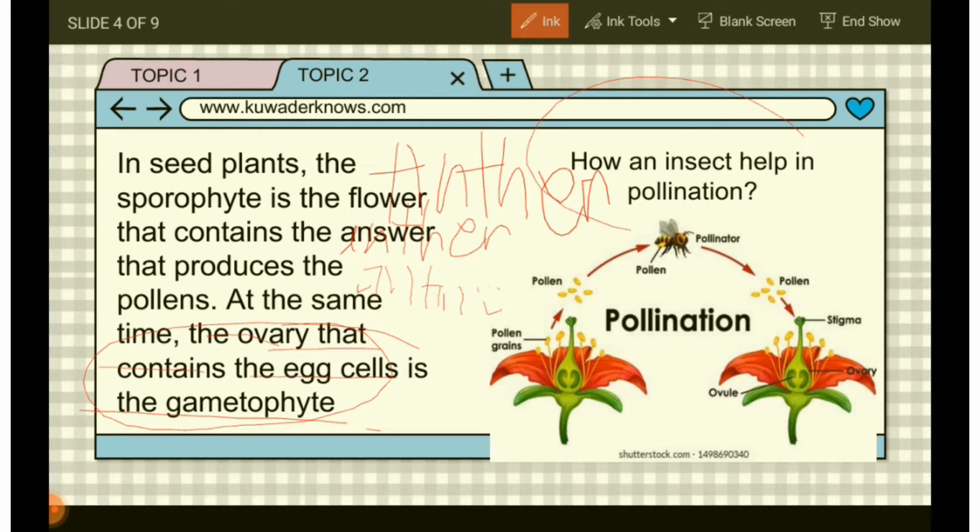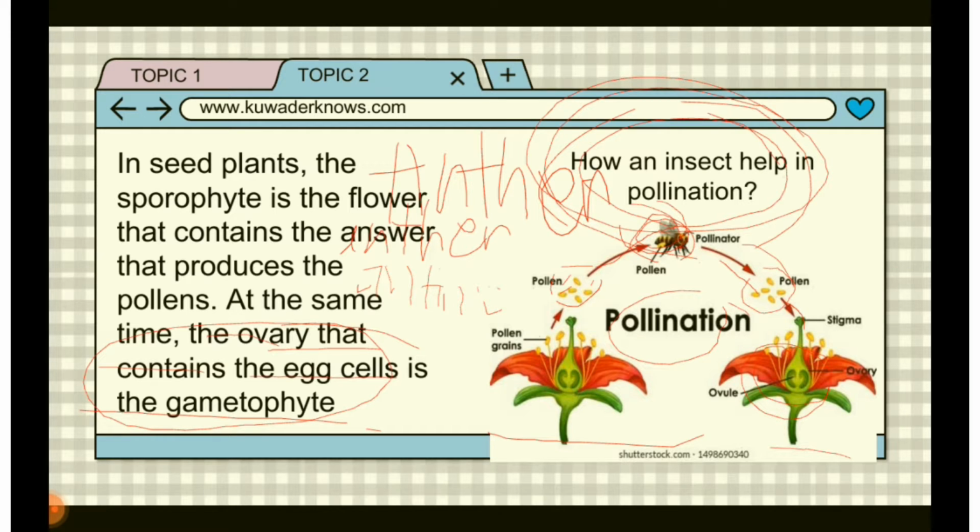So, how do insects help in pollination? In our next slide is the process. How insects help pollination. This is the pollination process. The pollen grains, the pollen. This is our pollinator, the bee. This is the pollen, this is the stigma, this is the ovule, and this is the ovary.